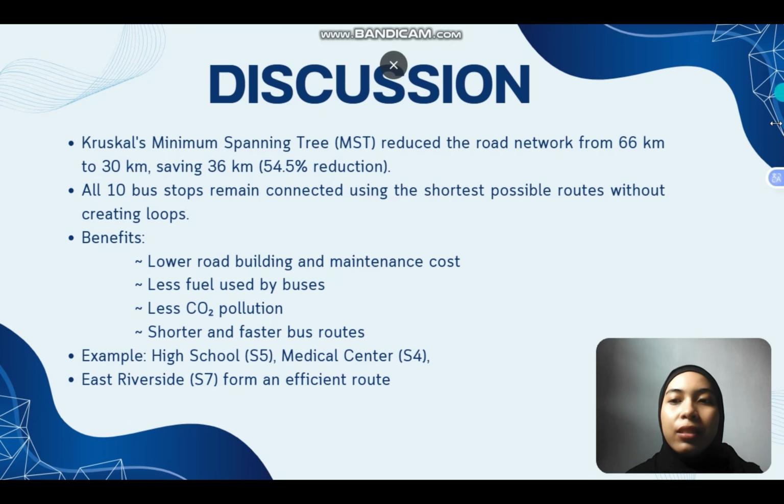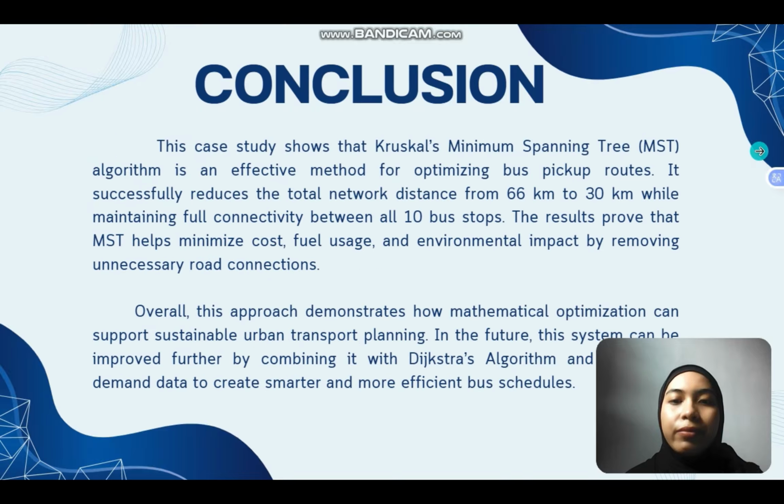So next, in conclusion, the project showed that the Kruskal minimum spanning tree algorithm is an effective way to optimize the bus route. By using this algorithm, we reduce the total route distance while keeping all 10 bus stops connected. This also helps to reduce travel distance, fuel consumption, transportation costs, and environmental impact. In the future, the system can be improved by combining it with digital algorithms and passenger demand data to create even smarter bus routes.